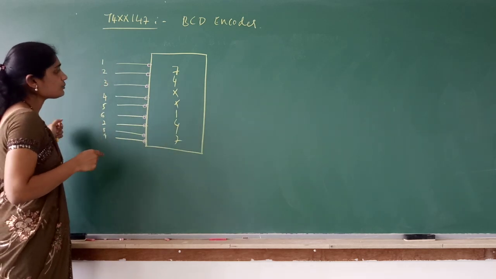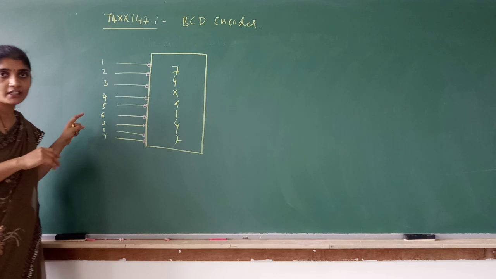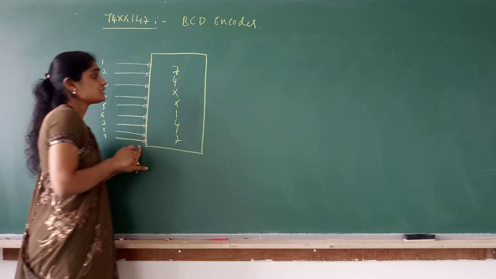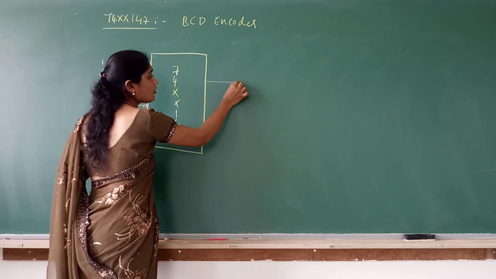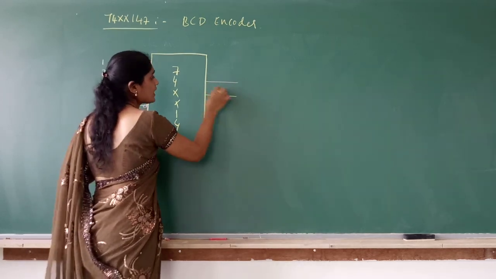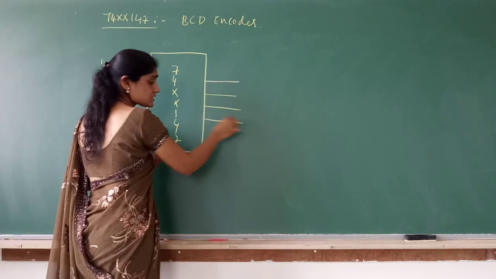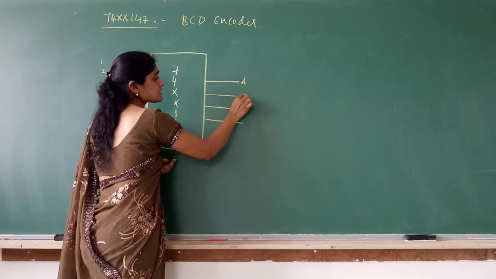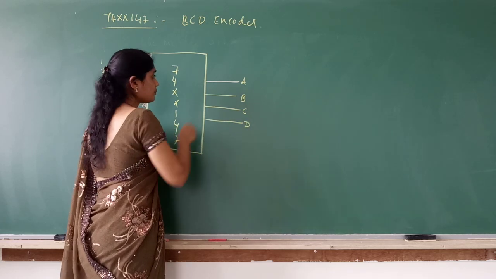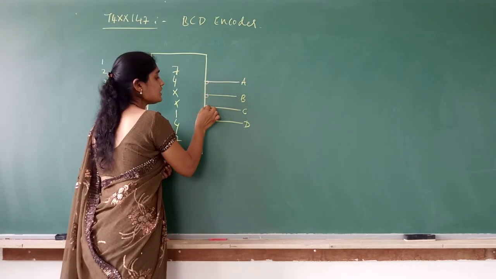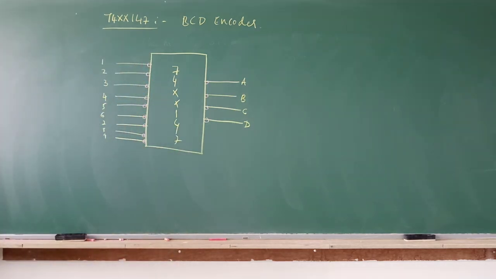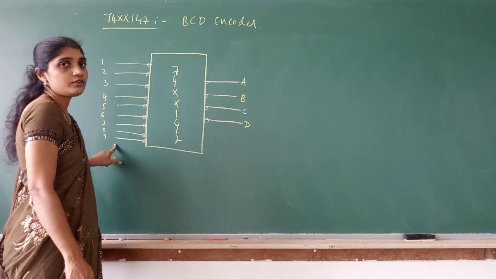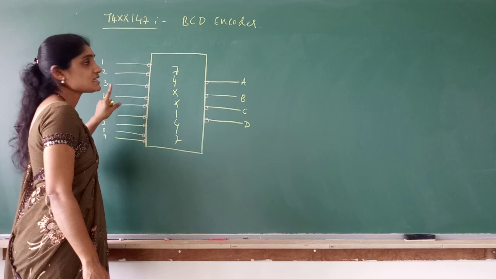So these are the input lines. Remember, we don't have 10, we have only 9 input lines which are active low. And how many output lines? To represent decimal numbers, minimum 4 I want. So you have 4 output lines, let me call them A, B, C, D, and all the 4 output lines are also active low. Again, a bubble at the output. So this is the symbol of 74XX147, 9 input lines and 4 output lines. This is a BCD encoder.